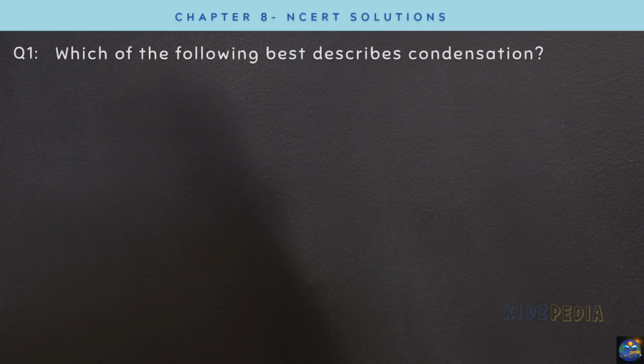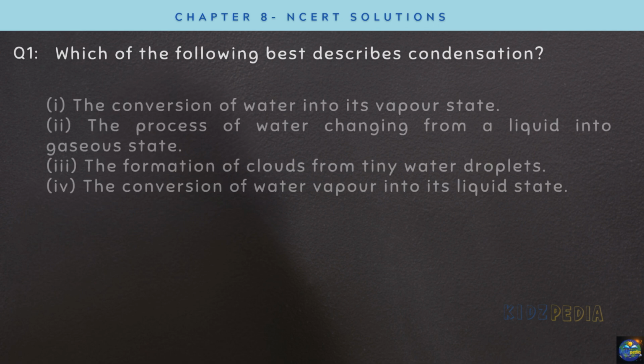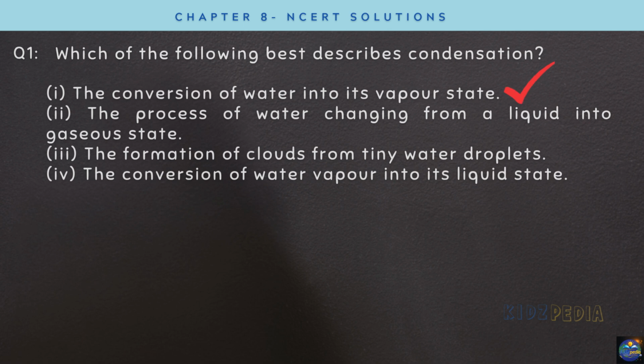Which of the following best describes condensation? Option 1, the conversion of water into its vapor state. This is evaporation, not condensation. Option 2, the process of water changing from a liquid into gaseous state. This is vaporization, not condensation. Option 3, the formation of clouds from tiny water droplets. Clouds are formed due to condensation, but this option describes an example of condensation, not the correct definition.